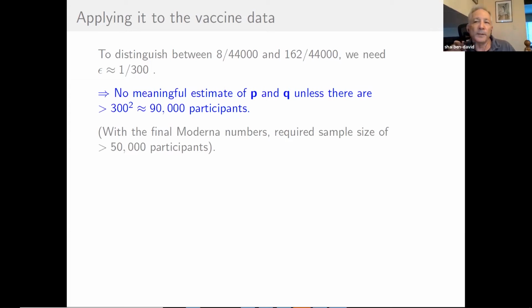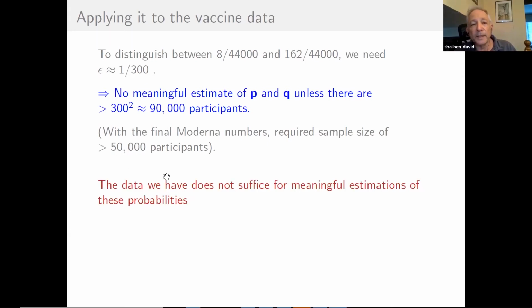So in order to estimate them with enough reliability to say that these two empirical results are really reflecting differences in population expectation, we would need roughly 1 over 300, that's our epsilon squared, so we'll need 90,000 participants. This is more than we had in the experiment. With the Moderna, if we do the same kind of calculation, we can conclude that in order to estimate P and Q reliably enough that we could tell that they are different, we would need 50,000 participants. So in both cases, the data that we have does not suffice to give us meaningful estimates of the probability of getting sick if you get the vaccine versus the probability of getting sick if you didn't get the vaccine.